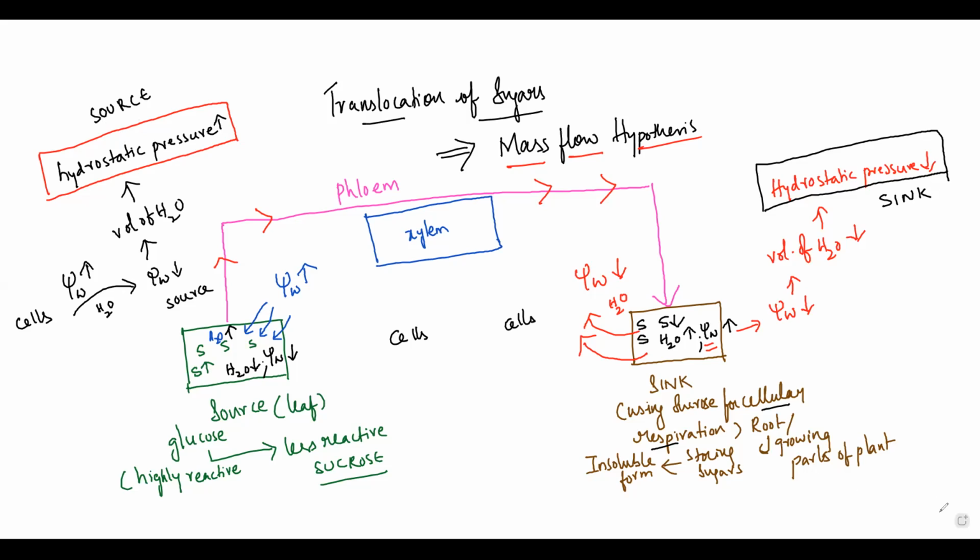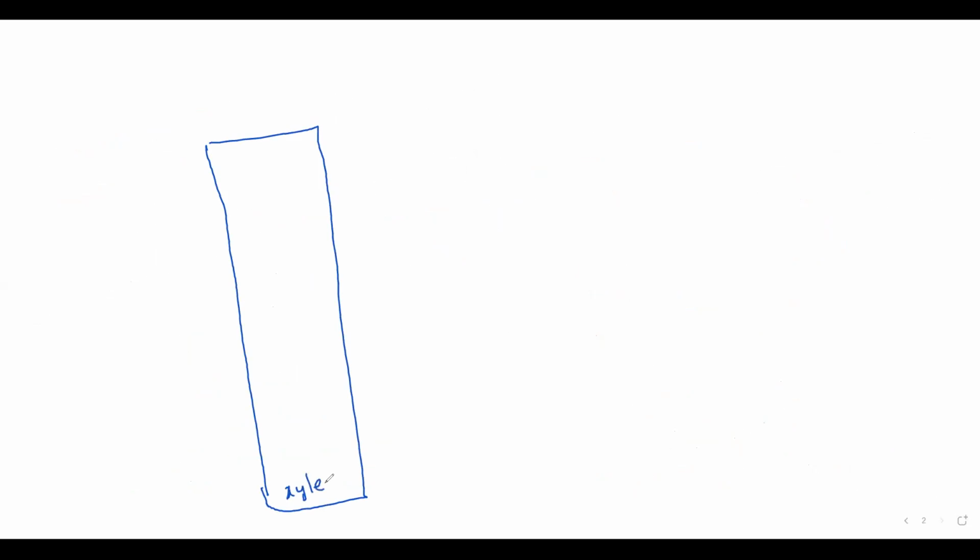Now coming on to explaining this procedure in detail, let me take xylem as well as phloem also. Let me draw this for you all, then I can explain this procedure well to you all. So this is going to be my xylem. Xylem is going to have only water molecules, so it obviously is going to have a higher water potential.